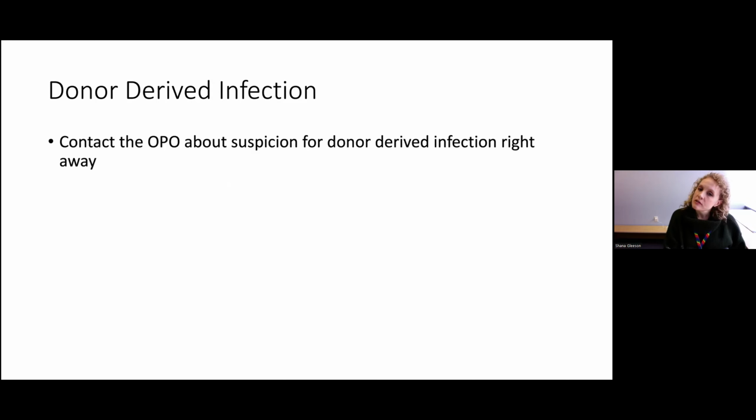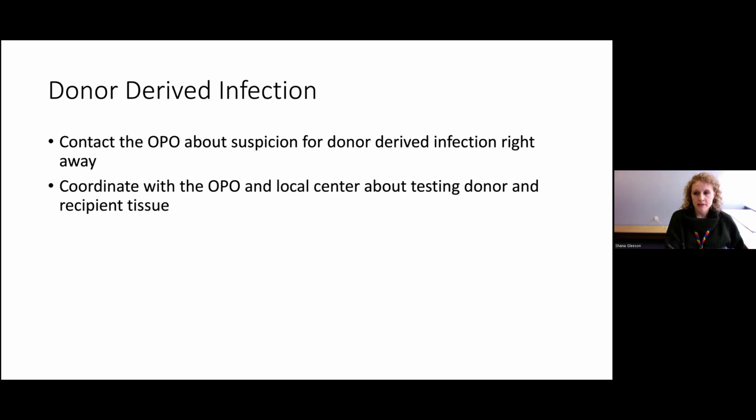If you're suspicious of this, you contact the OPO, the organ procurement organization, right away. You don't have to, but you let them know you're worried about it. You can also get more information from them, like find out if any cultures have turned positive and if any other recipients are also having issues that are unexpected as well. And then coordinate with them about testing any banked donor tissue as well as your recipient tissue to figure out what's going on and to see if it actually is coming from the donor and if other recipients need to be notified. And then you can treat with appropriate antimicrobials, depending on what it is.